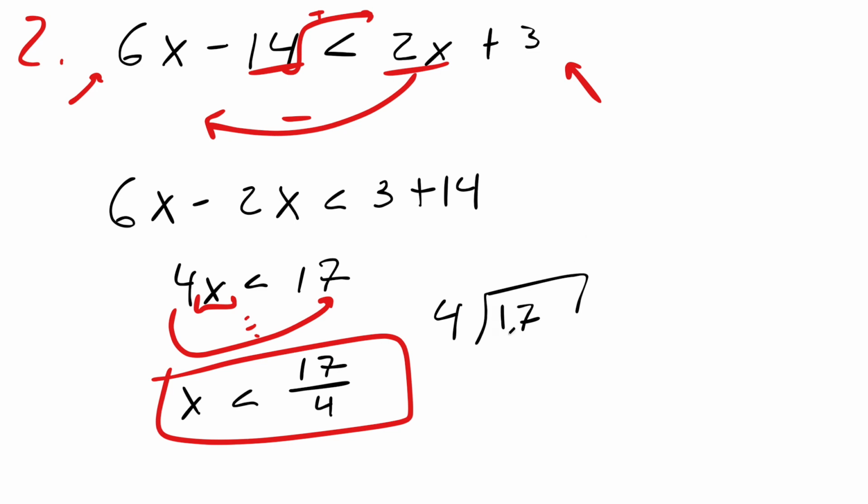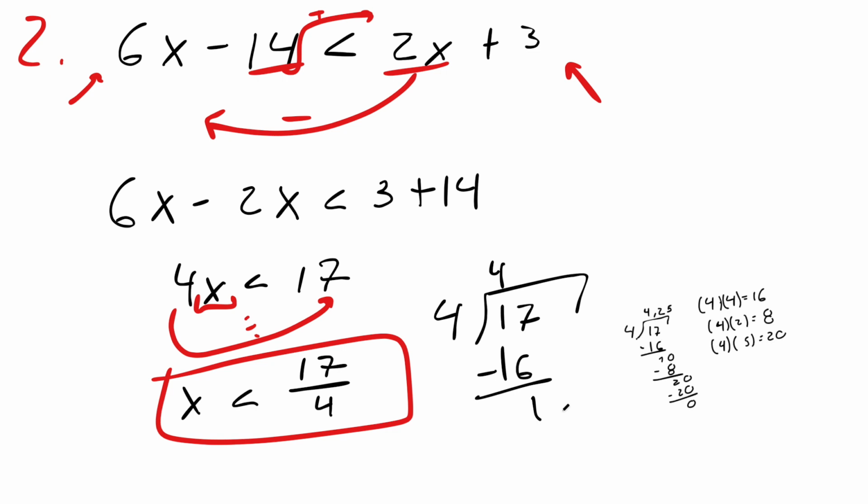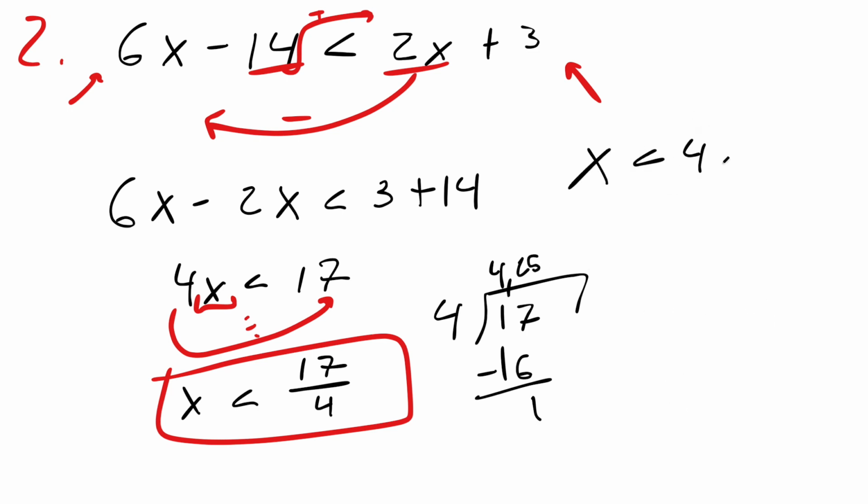One step further, 4 times 5 will be 20, and that surpasses 17. We subtract the 16, we have 1. And 1 over 4, as I showed before, was 0.25, and so it is 4.25, our number, leaving us with a solution of x is lower than 4.25.